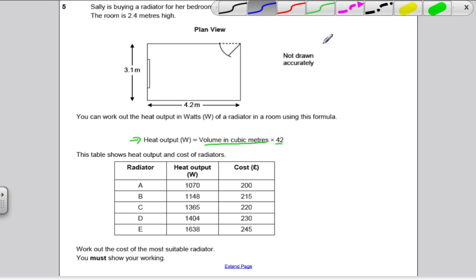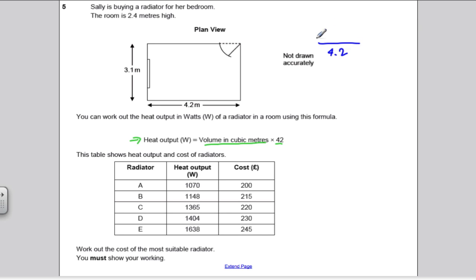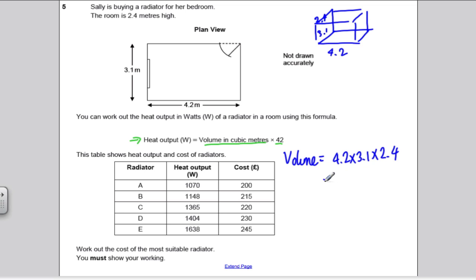The room is obviously three-dimensional. It's 4.2 across. It's 3.1 deep. But it's also 2.4 high. So it's a three-dimensional room visualized like a cuboid like that. So its volume is going to be 4.2 times 3.1 times 2.4, and we're going to get for that 31.248 centimeters cubed.